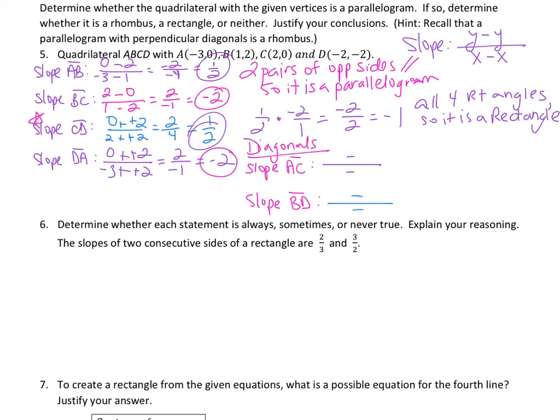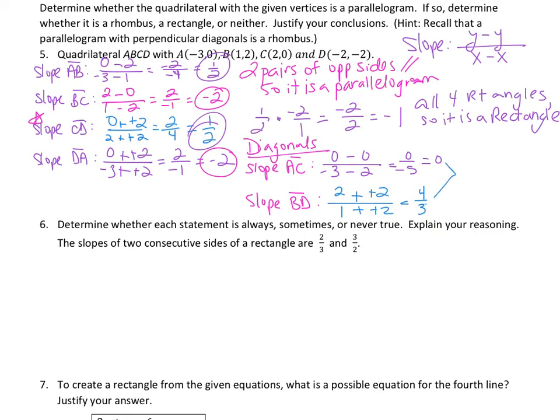So the slope of AC, we need to use 0 minus 0 on top, and then on the bottom negative 3 minus 2. So we get 0 over negative 5, so our slope is 0, which is okay, that could happen. The slope of BD then, we have 2 minus negative 2, so it becomes a plus, and then on the bottom we have 1 minus a negative 2, which becomes plus. We have 4 over 3, and that is our slope.